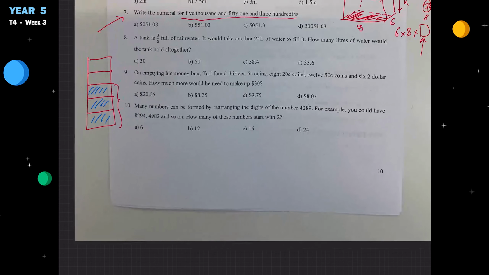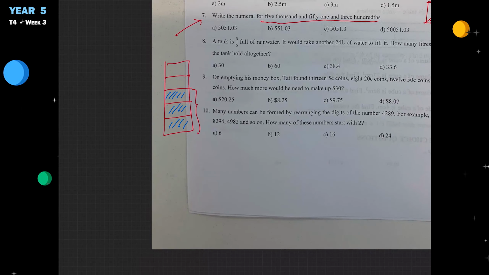Now we're gonna add another 24 liters to it. It will take another 24 liters to fill it. So if you want to fill this tank, you have to add another 24 liters. So this is 24 liters. So if you want to fill it up, which is only 2 more pieces, you have to add 24 liters. So that means these 2 pieces represent 24 liters. So what's 24 divided by 2? You're going to get 12 in each piece, right? That means that all of these pieces will be 12.